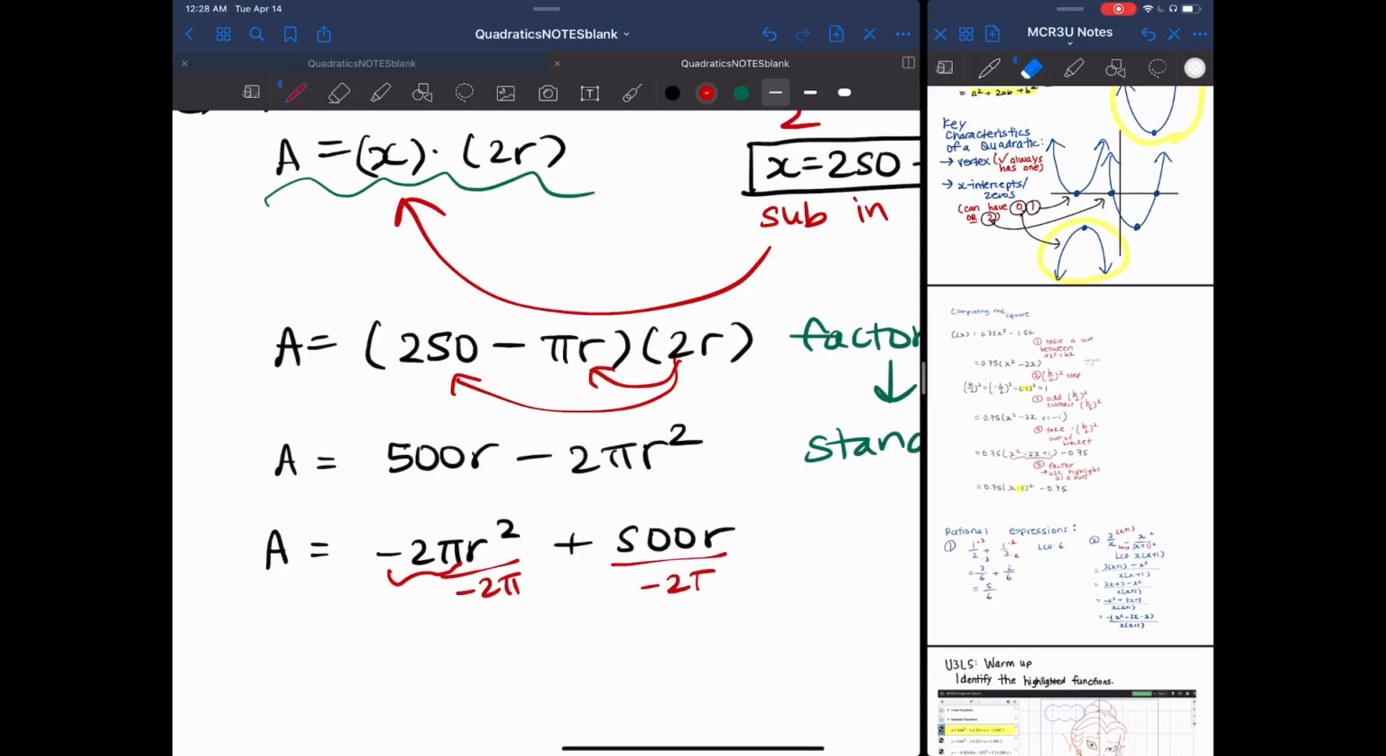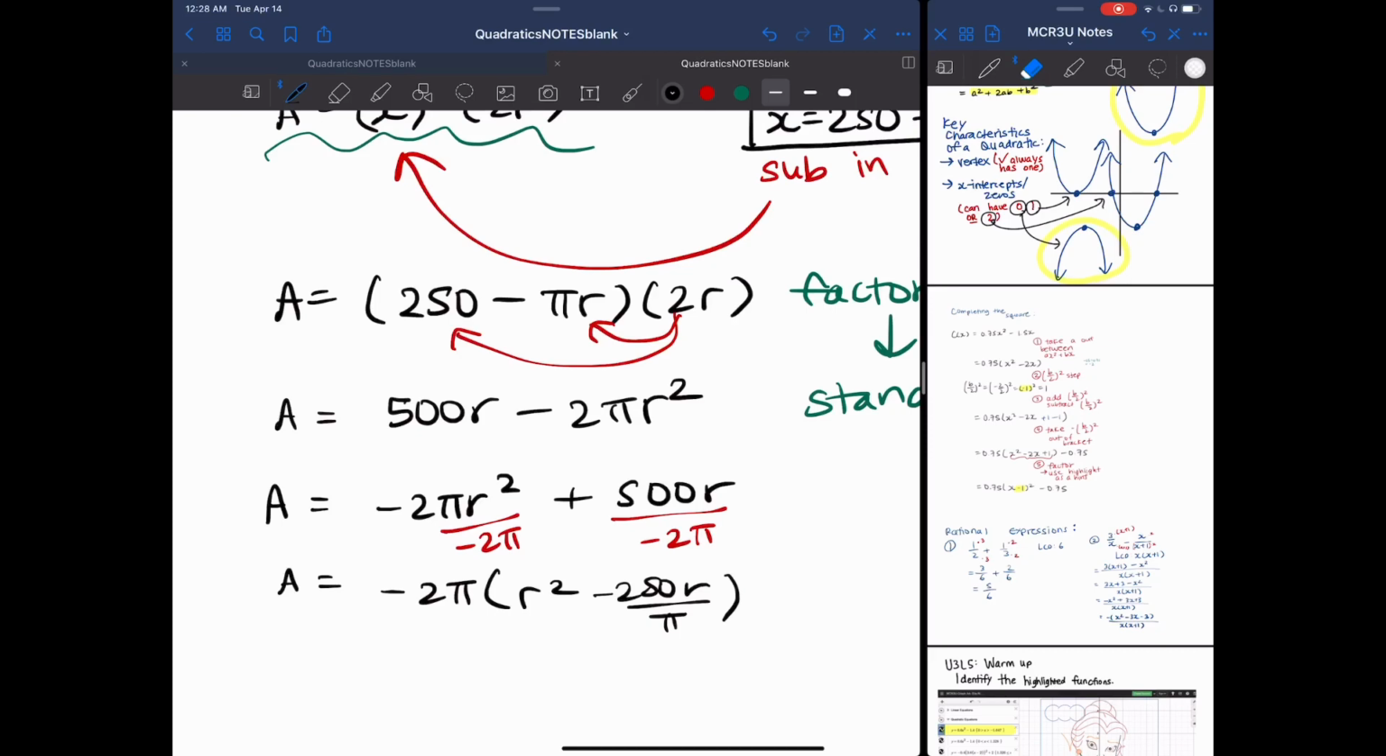So we always take the a out of ax squared when we're trying to complete the square. So we get r, oh, I don't have r squared yet. I have to show that I take out negative 2 pi. That doesn't disappear suddenly. So the negative 2 pi is pulled out, and inside I have r squared minus 250r over pi.